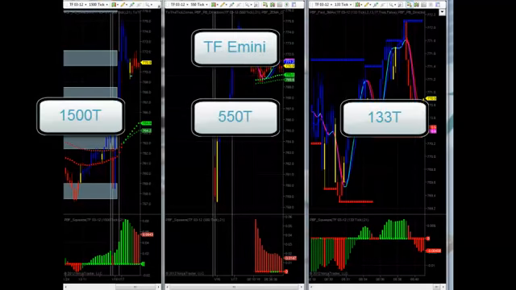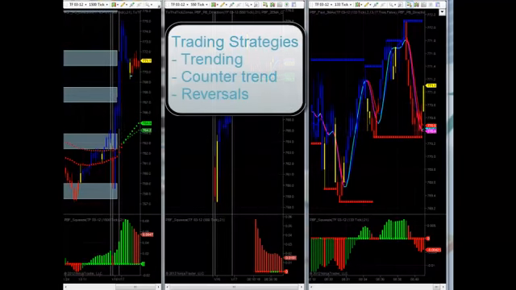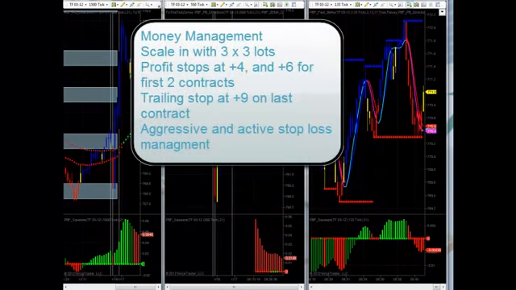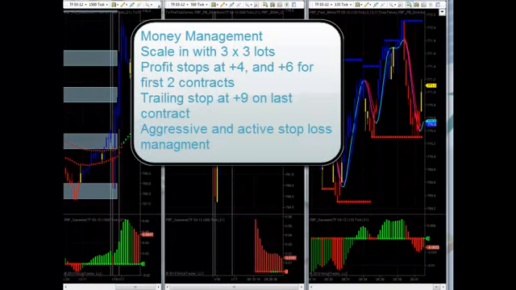We are in the Russell TF emini using our 1500, 550, and 133 tick charts. Our trading strategies for today will include looking for trend, counter trend, and reversal opportunities. And our money management rules are going to ask us to scale in with three lots using profit stops of +4 and +6 on the first two contracts and go into a trailing stop when we reach +9 on the last contract.